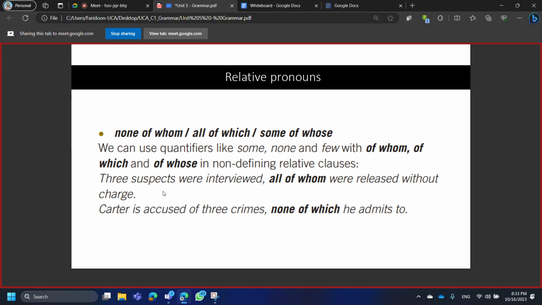Of whom, of which, and of whose. Where can we only use them? In non-defining relative clauses, not the other ones, okay? For example, three suspects were interviewed, all of whom were released without charge. In a way it means three suspects were interviewed and they were all released without charge.